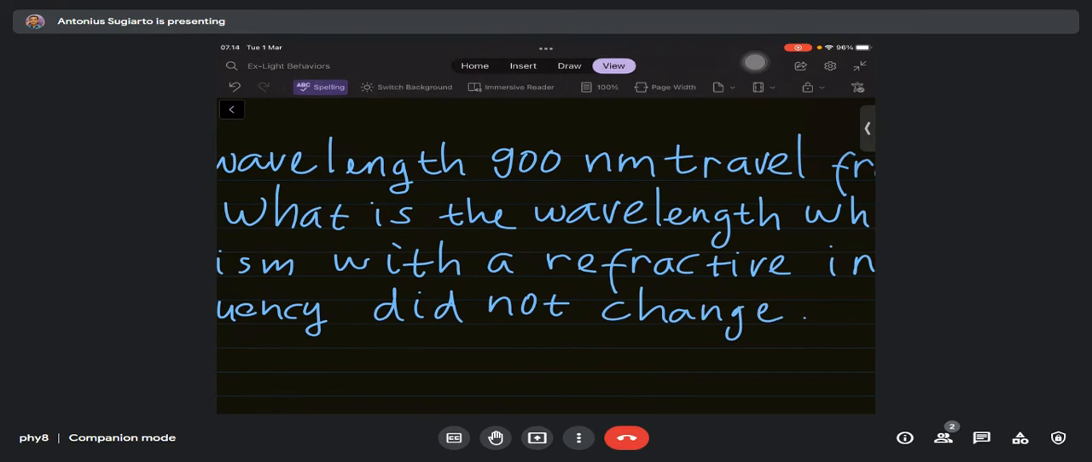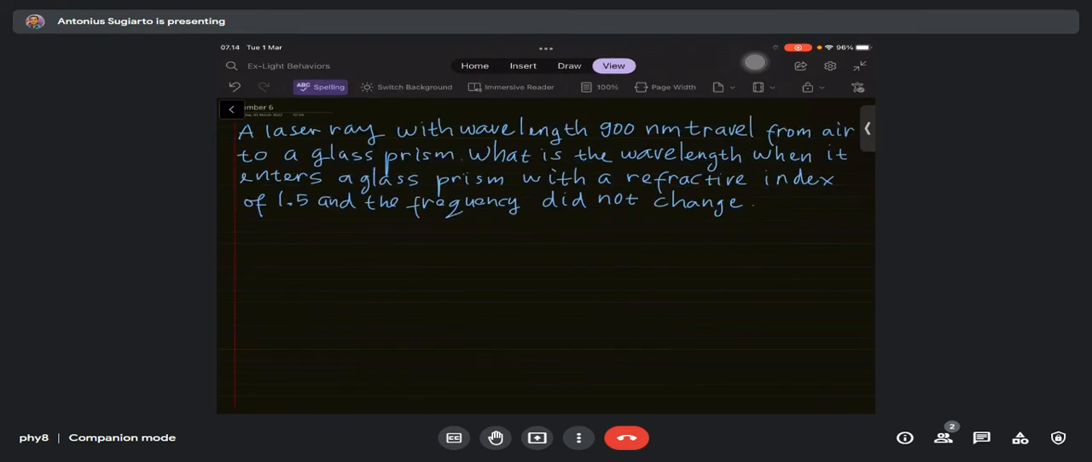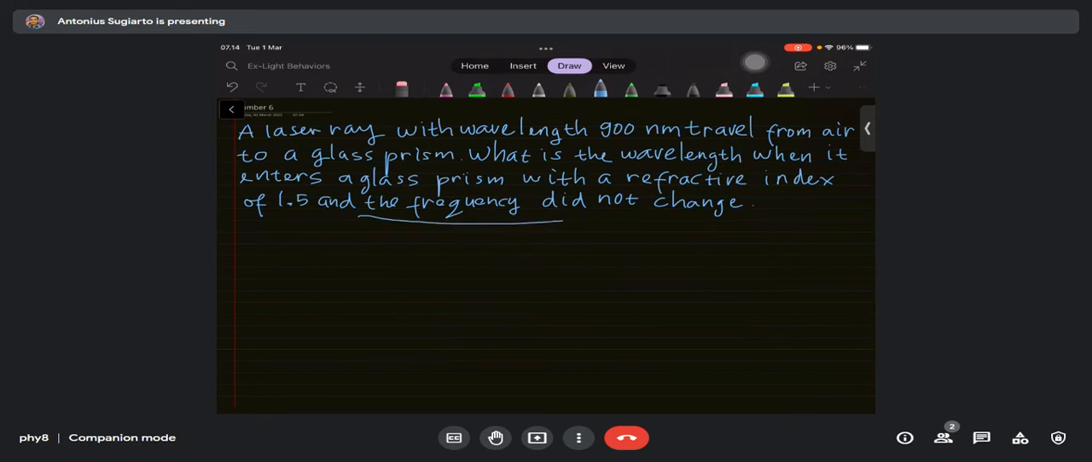Okay, let us see the whole question. A laser ray with wavelength 900 nanometer travels from air to a glass prism. What is the wavelength when it enters a glass prism with a refractive index of 1.5 and the frequency did not change? Once again, the frequency did not change. Okay, we start from the known.